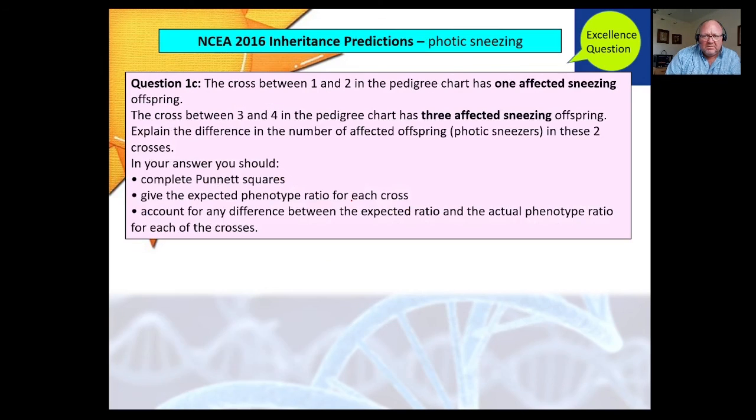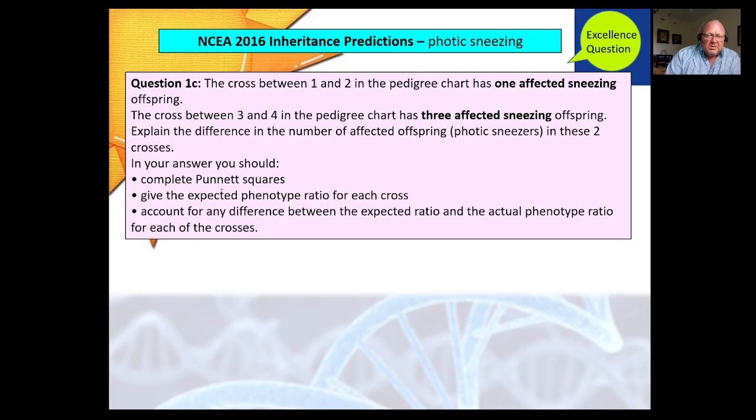Alright. Now, what is our question? The cross between 3 and 4 in the pedigree has 3 affected sneezing offspring. Explain the difference in the number of affected photic sneezers in the two cases. So 1 and 2 and 3 and 4 will have it statistically in the Punnett square, and you can draw the Punnett square, exactly the same chance, which is 25% homozygous dominant, 50% heterozygote, and 25% homozygous recessive. But it's up to chance, because it's for every fertilization, hence why the one has got 3 and the other one has got 1, even though statistically they had the same chances.